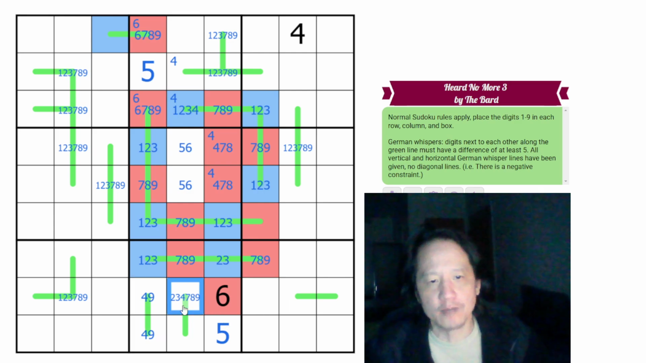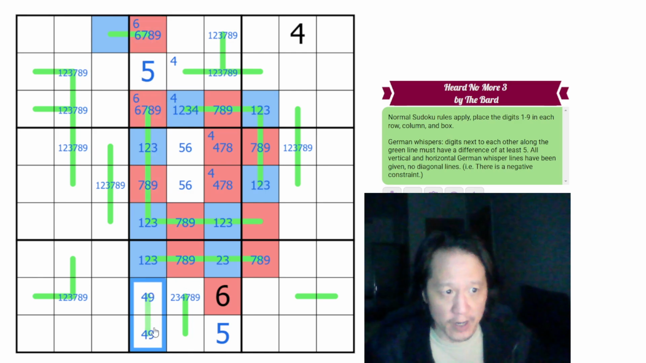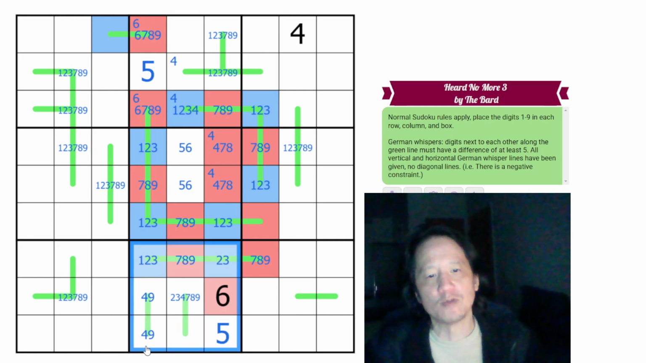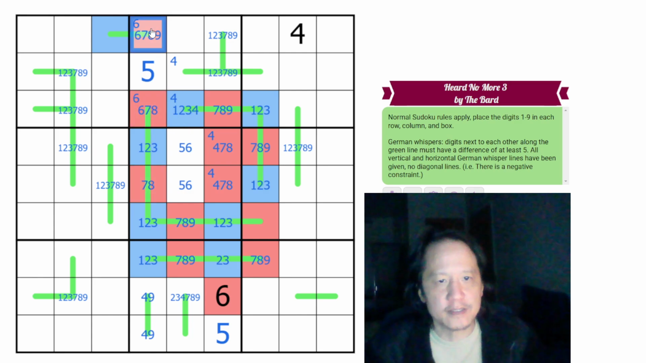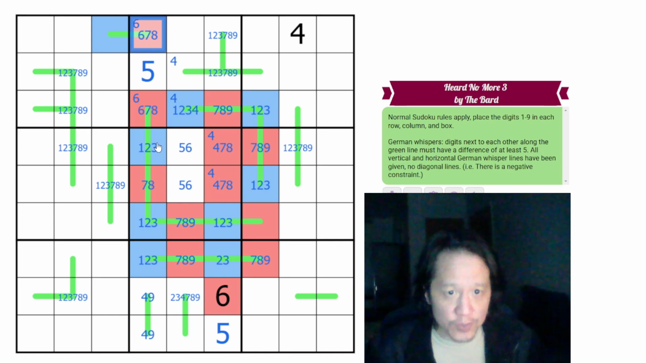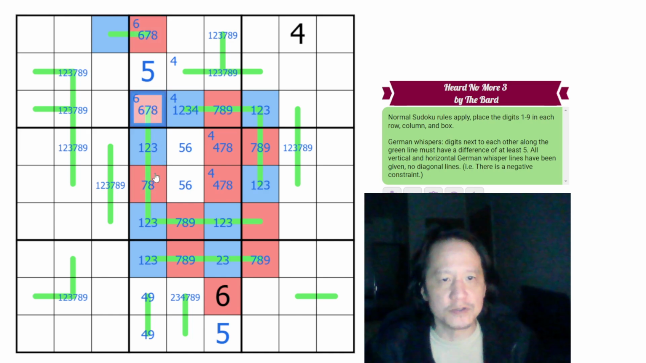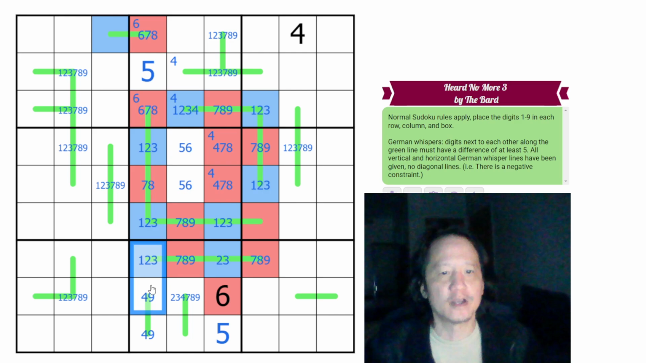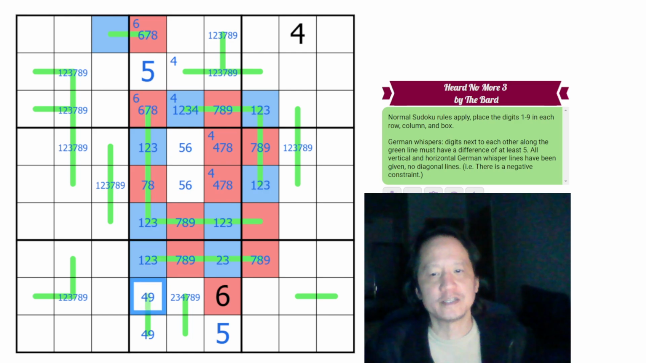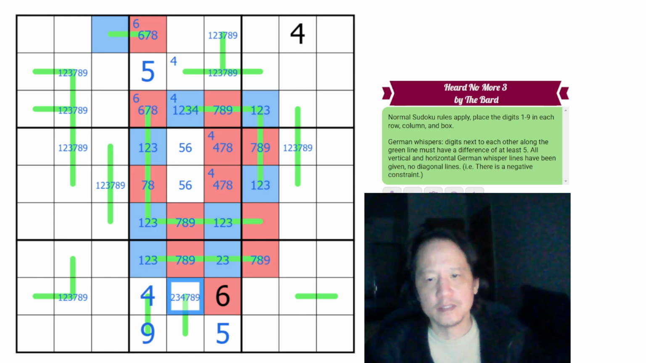So this is 4 and 9, which means we can eliminate 4 and 9 from the rest of the column because we have a 4-9 pair, and we can eliminate 4, 9 from the rest of box 8. So this can't be 9, this can't be 9, and this can't be 9. 3 can no longer be in between these two cells because, and this can't be 9, because if this were 9, this would have to have a German whisper line in between these two. So this has to be a 4, which makes this a 9. This can no longer be 4 or 9. This can't be 9, obviously.